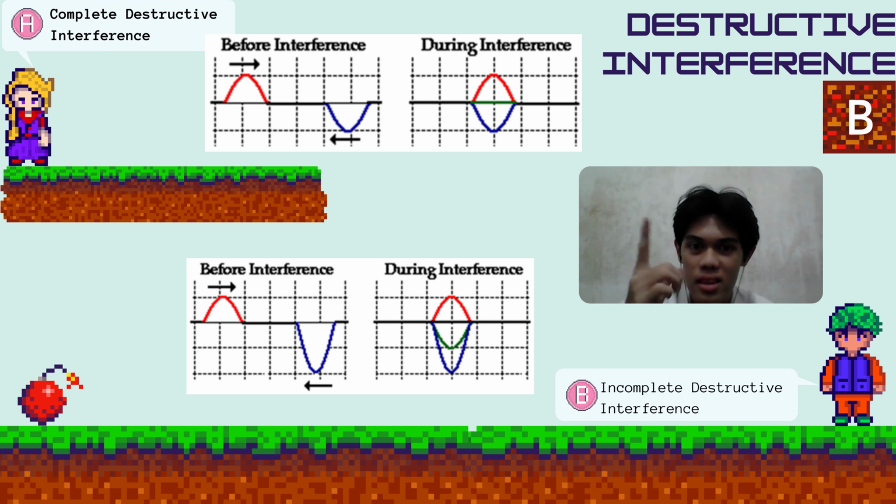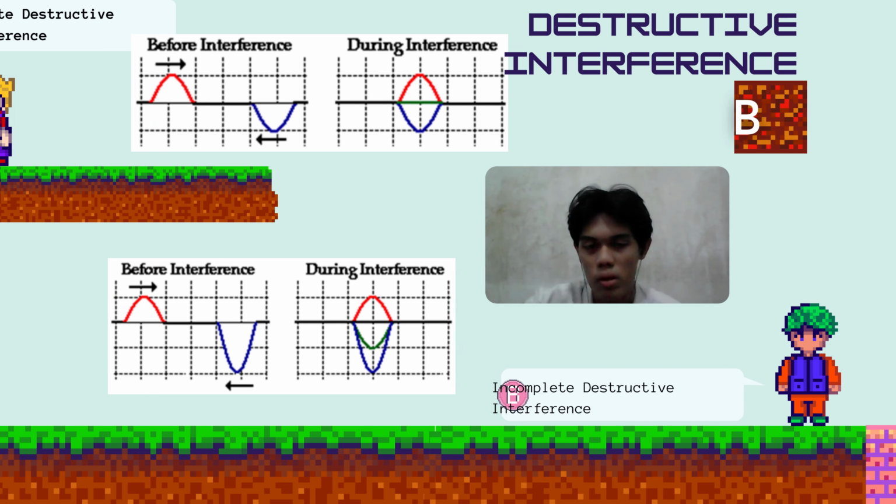But keep in mind that this cancellation doesn't make the wave stop. After the cancellation, the parent waves will continue going along their original paths, because waves aren't matter, so they will not break if they collide. And the second type, incomplete destructive interference, is when two waves have different maximum displacements in opposite directions, so the resultant wave's amplitude will not be zero. It's just less than the parent wave.